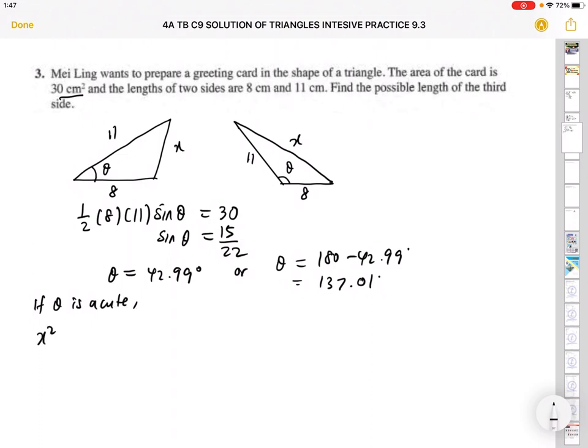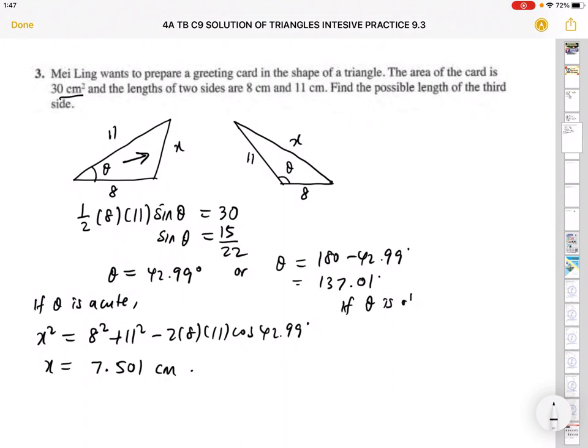So if theta is acute, then my x squared, we use the cosine rule, is 8 squared plus 11 squared minus 2bc cos angle theta, 42.99. Use your calculator and square root it, 7.501. Now, if theta is obtuse, meaning more than 90, we take x squared equals 8 squared plus 11 squared minus 2 times 8 times 11 cos 137.01.